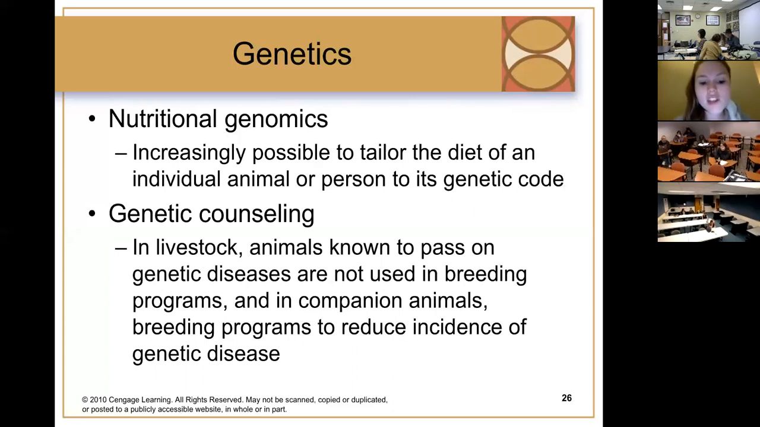It's also used in companion animals to reduce the incidence of genetic disease. That's really important, because if you find out that an animal is a carrier of a certain disease, you don't want to breed that animal, because you might run the risk of breeding it to another animal who is also a carrier, and then you're going to have offspring that have that disease. So it's really important that you understand how that works.